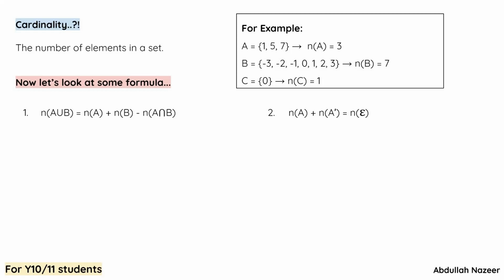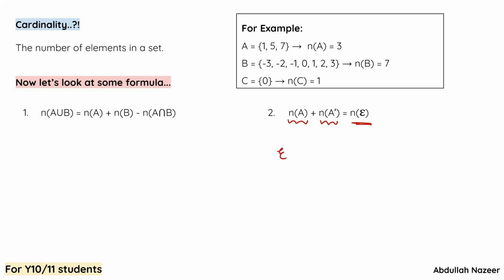So the second formula says N(A) plus N(A complement) equals N(universal set). I think this should be pretty much straightforward to be true, because what you're essentially doing here is taking the total number of elements that belong to A and the total number of elements that do not belong to A. So if you take everything that belongs to A and everything that does not belong to A, you're basically taking everything that there is.